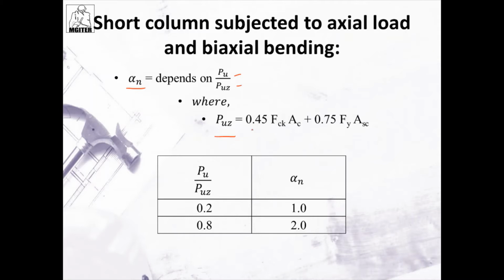The PUZ equation is 0.45 fck Ac plus 0.75 fy Asc, and PU is the axial force in the column sense. When the PU to PUZ ratio is 0.2, alpha n is 1, and when the PU to PUZ ratio is 0.8, alpha n is 2. In between these two values, 0.2 and 0.8, alpha n varies between 1 and 2.